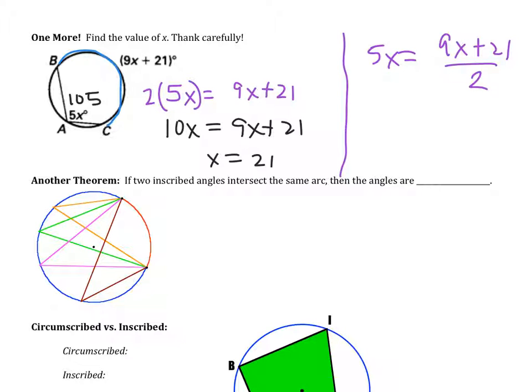189 plus 21 is what? 210? So did it work? Yeah. Is 105 half of 210? 210 is double 105. Yes, it worked. Okay? So the concept there is just to understand the relationship.